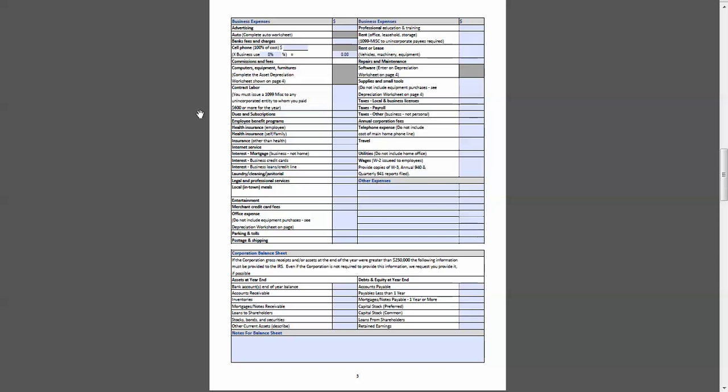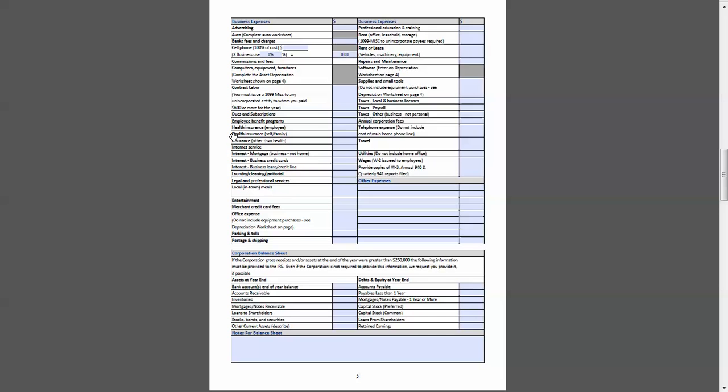Page 3 is where you will report additional financial information of the business. Notice that some expense items will direct you to other parts of the organizer, such as auto expenses. If there are ordinary expenses your business incurred that are not covered by these categories, detail these expenses in the Other Expense section located here.